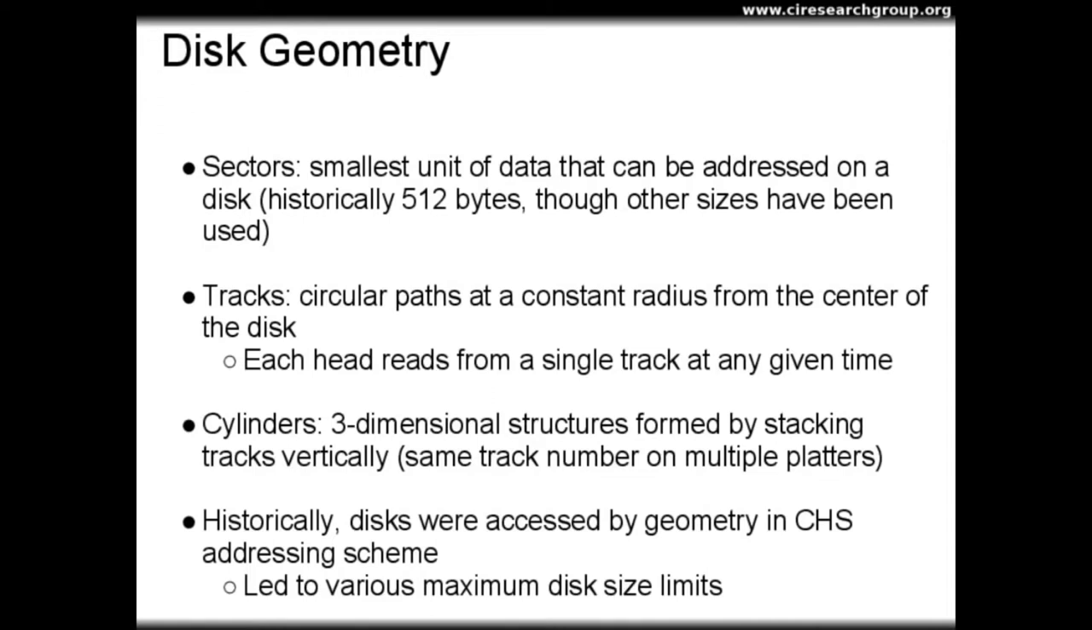Historically, magnetic media were addressed by geometry. The smallest addressable unit of space on a hard disk is called a sector, and this is typically 512 bytes, at least on older disks, though other sizes have been used, and newer drives go up to 4 kilobytes. Tracks are circular paths at a constant radius from the center of the disk, and each track is divided into sectors. One head reads from a single track on a single side of each platter.